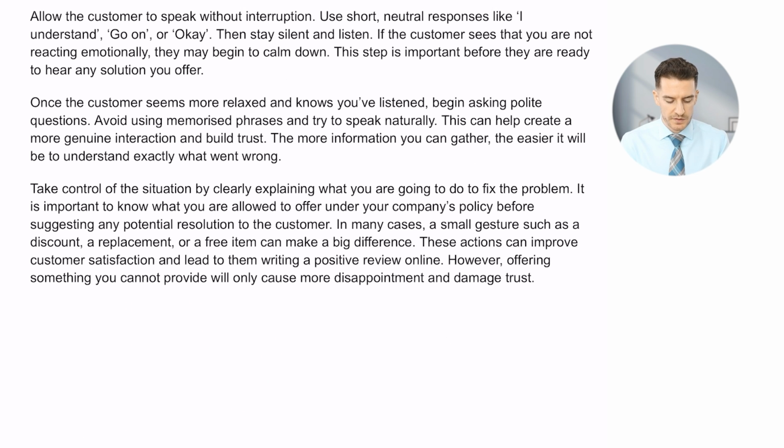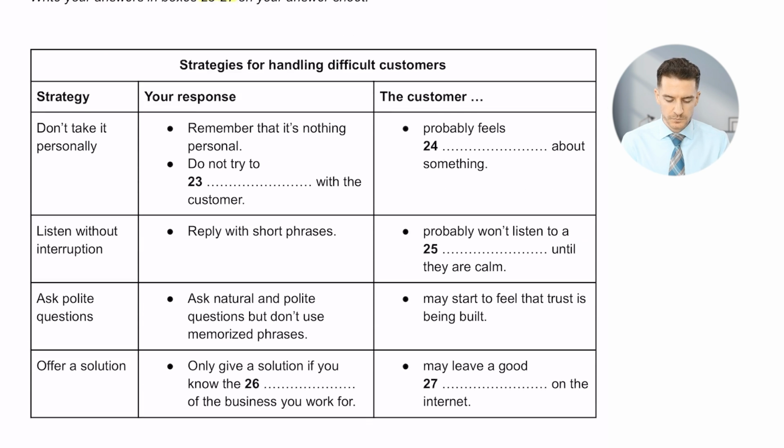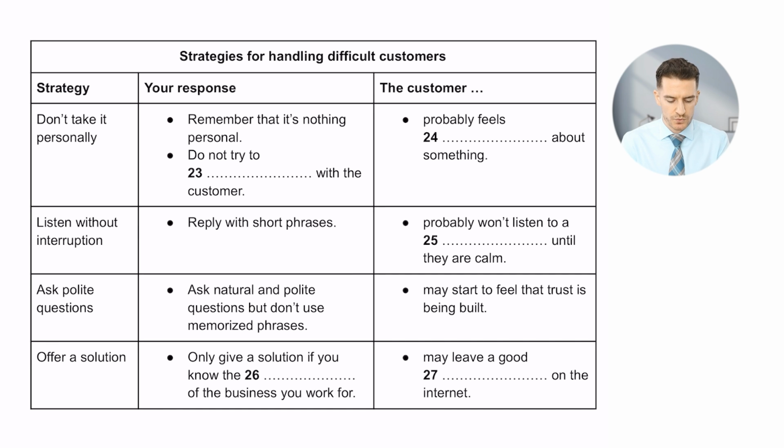Let's pretend you think this is the correct answer. Avoid. Well, you put that as your answer. Okay, just take the word from the text. So let's have a look at this table right here. When you're doing a table, okay, you need to obviously start with the heading. So have a quick look, strategies for handling difficult customers, and then have a look at the columns. Okay, we've got the strategy, your response, the customer. Then you simply look at each question one by one.